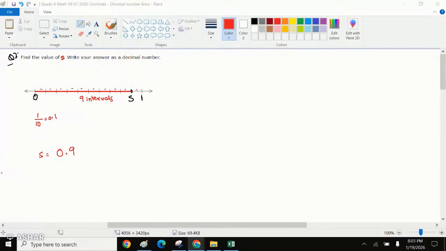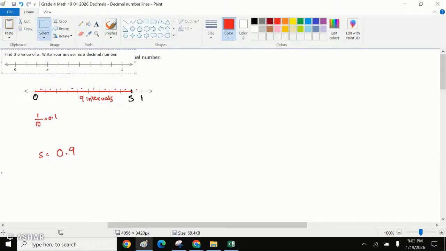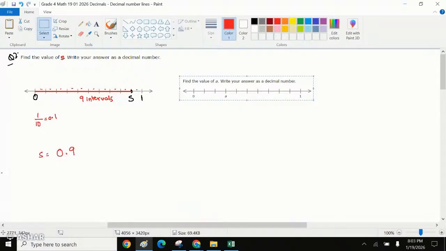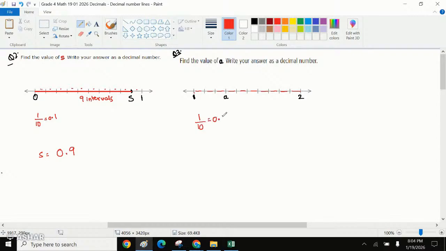Let's look at the next question. I'll just change something in the question. If this was given as 1 and this is given as 2, and we need to find the value of A for question number 3, how many intervals are there? 1, 2, 3, 4, 5, 6, 7, 8, 9, and 10. That means each number is broken down into 10 intervals, so each gap or interval is 0.1. Can I say this is 0.1? And this is 0.1?